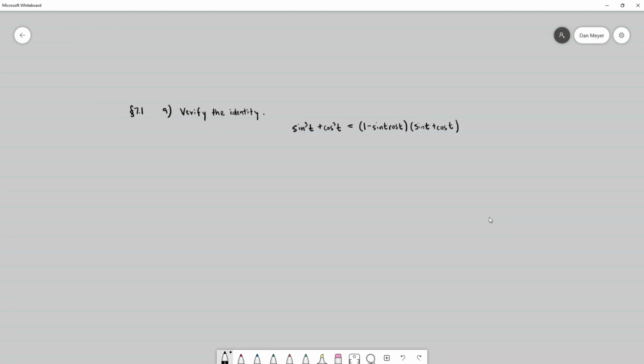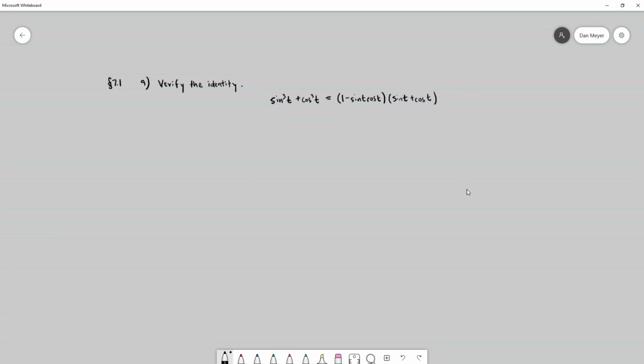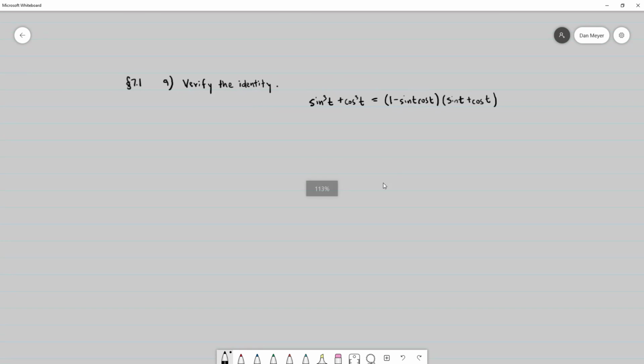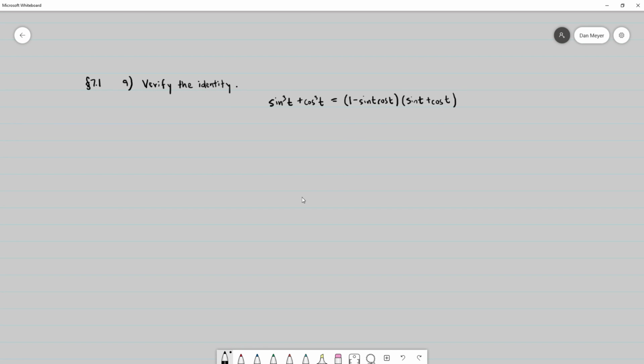First, this is number 7. Sorry, it's number 9 from the 7.1 worksheet. We want to verify the given identity. Now this initially looks like it might be easier to do a right-hand side to left-hand side type of situation.